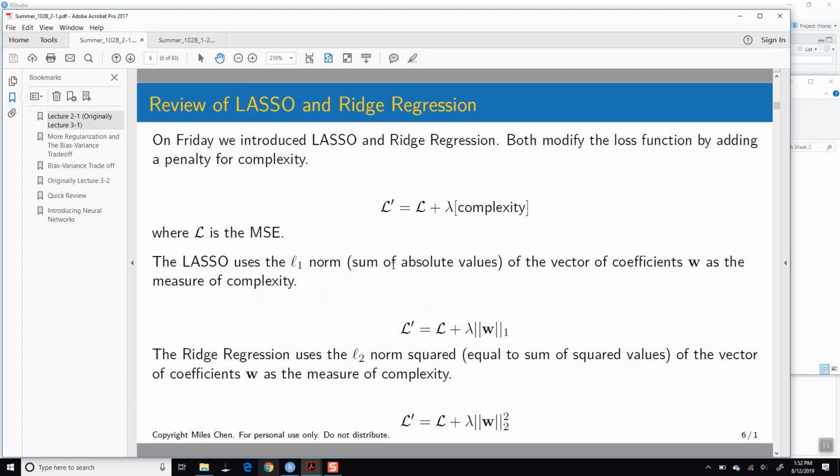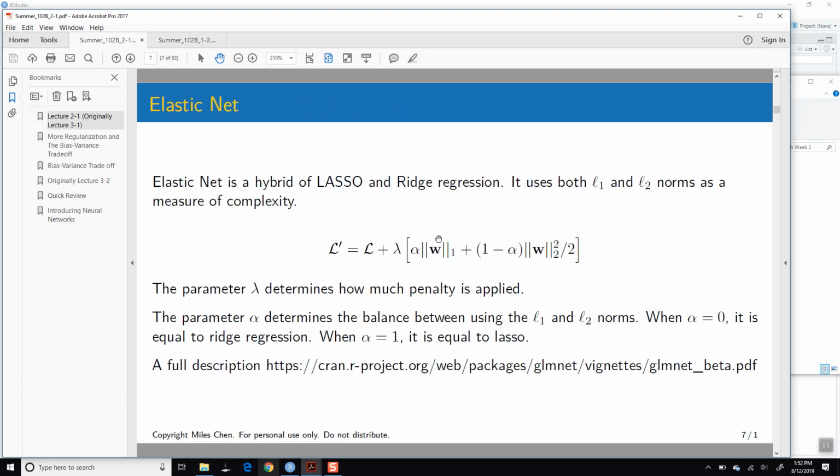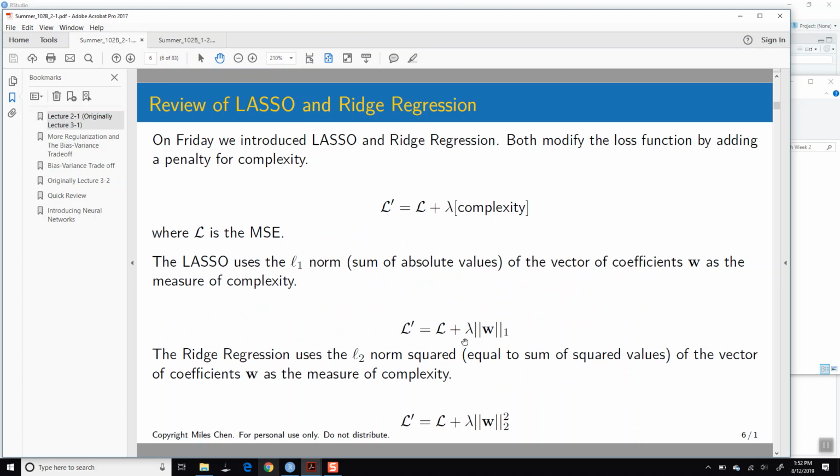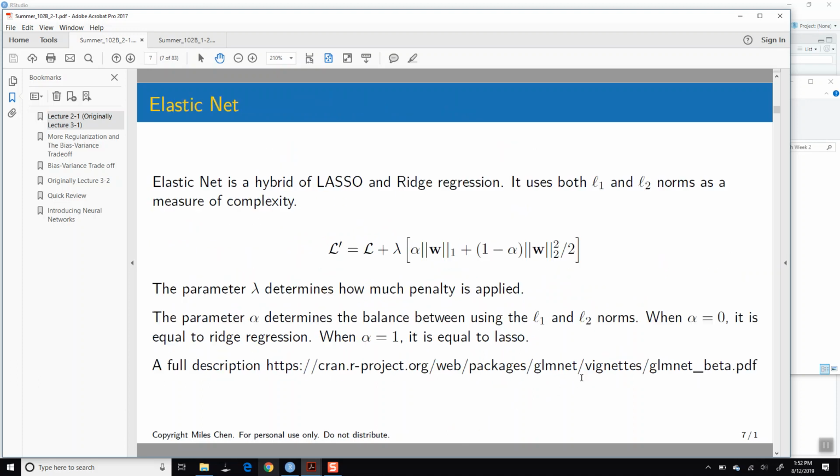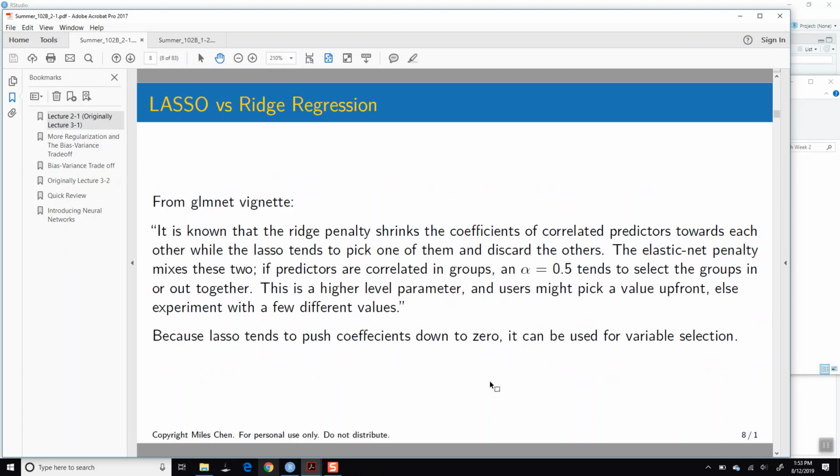And this is what we covered. We have the L1 and the L2 squared penalty. There's a compromise called elastic net. It has lambda, and it's a mixture of the L1 and the L2 squared penalty, weighted by alpha and 1 minus alpha. So this is elastic net, and this is implemented in R, and you can use it. And this is what it says.